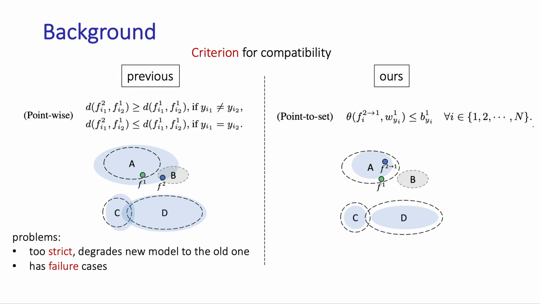So how do we say if two models are compatible or not? Previous works used a pointwise criterion to make two features from the same image closer. It is a very strict criterion that can degrade the new model to the old one. Instead, our method uses a point-to-set criterion to align class centers of the same ID, which loosens that restriction so that it relieves the degradation of the new model.